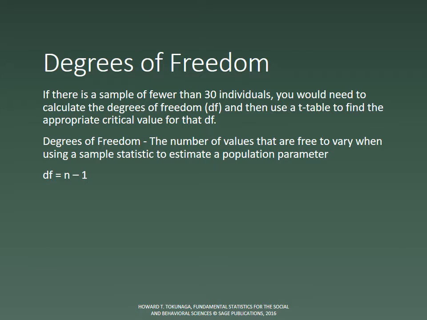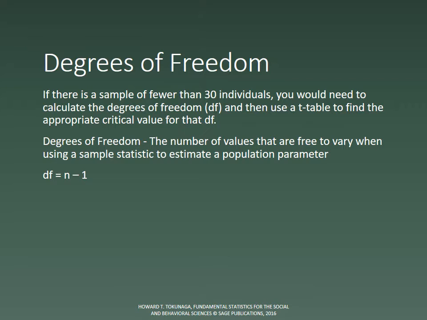I know this is going to be a little bit confusing, but we're going to talk about degrees of freedom. If we have a sample with fewer than 30 individuals, we're going to calculate the degrees of freedom, and then use a t-table to find the appropriate critical value for that degrees of freedom. Although I'll actually be giving you the critical values because I don't want to confuse you more with the t-table, because you already had the z-table from the last module. But you will need to know how to calculate degrees of freedom for this type of example.